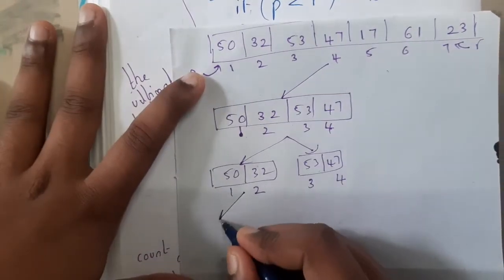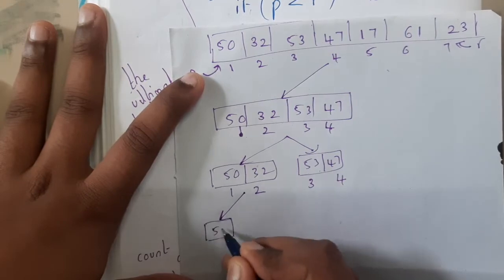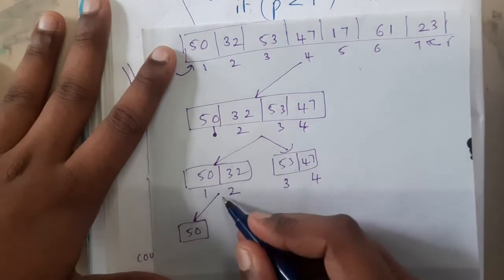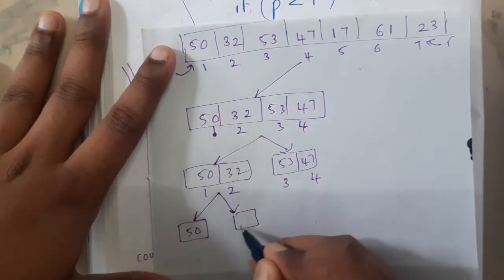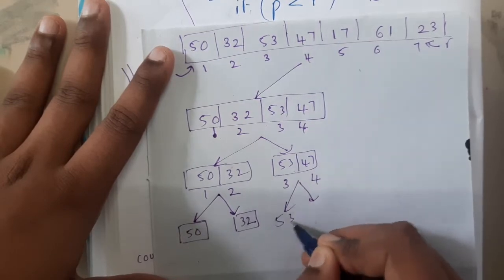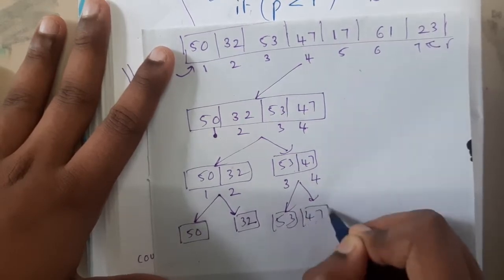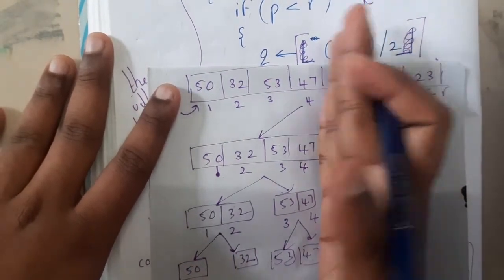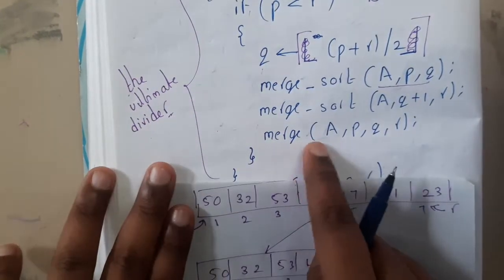So again it will divide it into a single element, 50. Once that call for 50 is done, you will call the second part, right? So it will return 32. And here also it will return 53 and 47. So now we are done with this whole part, right? Once the first part is done, you will call the merge function, guys.